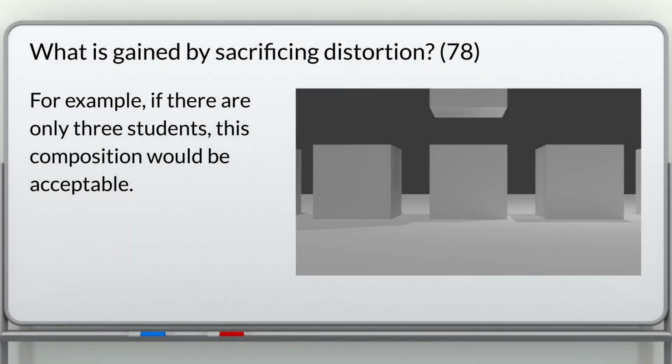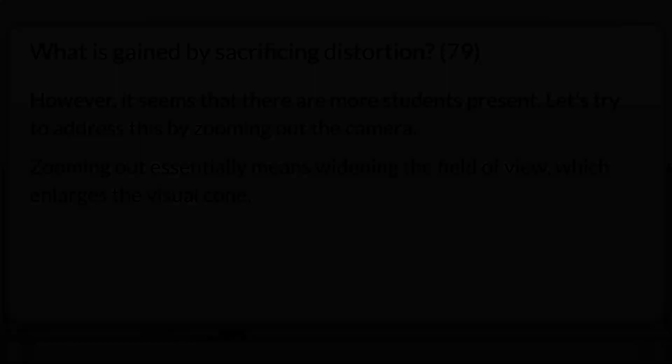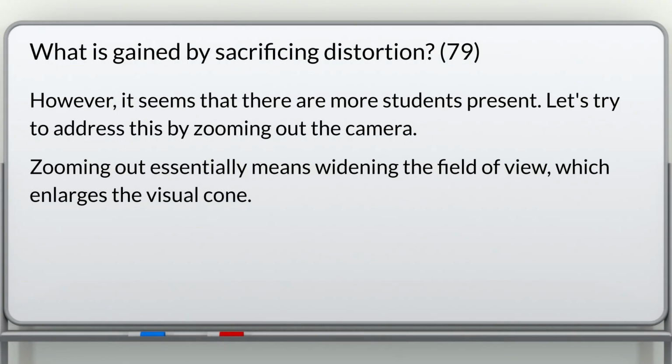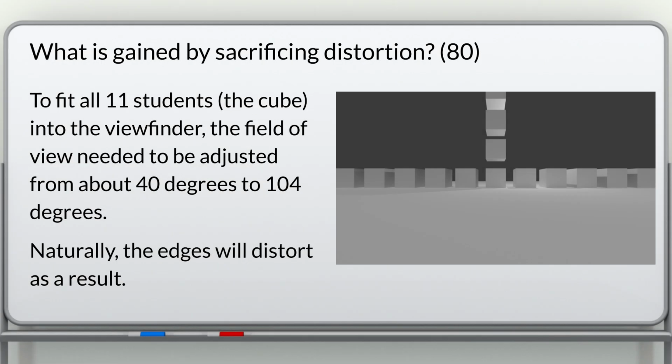For example, if there are only 3 students, this composition would be acceptable. However, it seems that there are more students present. Let's try to address this by zooming out the camera. Zooming out essentially means widening the field of view, which enlarges the visual cone. To fit all 11 students into the viewfinder, the field of view needed to be adjusted from about 40 degrees to 104 degrees. Naturally, the edges will distort as a result.